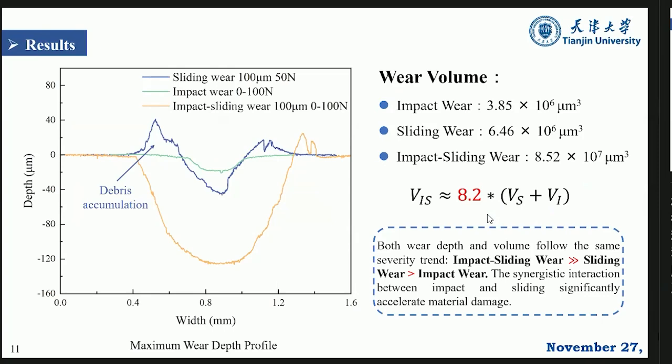Okay, and then we make a calculation with the white light. We can get the depth of the scars and the volume. From the results, with the impact and sliding wear mode, we have the biggest depth, and with the sliding wear, we have the obvious debris accumulation. Comparing the volume, the impact sliding wear is almost 8 times the sum of the impact and sliding. That means the synergistic interaction between the impact and sliding significantly accelerates the material damage.